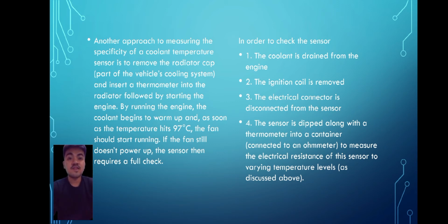In order to check the sensor, number 1, the coolant is drained from the engine. Number 2, the ignition coil is removed. Number 3, the electrical connector is disconnected from the sensor. Number 4, the sensor is dipped along with a thermometer into a container to measure the electrical resistance of the sensor at varying temperature levels.